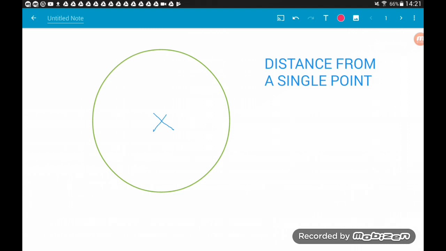So here, for example, with this guy, if I had set my compass to 5 centimeters, I would now have a circle with a radius of 5 centimeters. Now, anywhere on the circumference of the circle is 5 centimeters away from the point. Anywhere inside the circle is closer than 5 centimeters to the point. Anywhere outside the circle is further away than 5 centimeters.